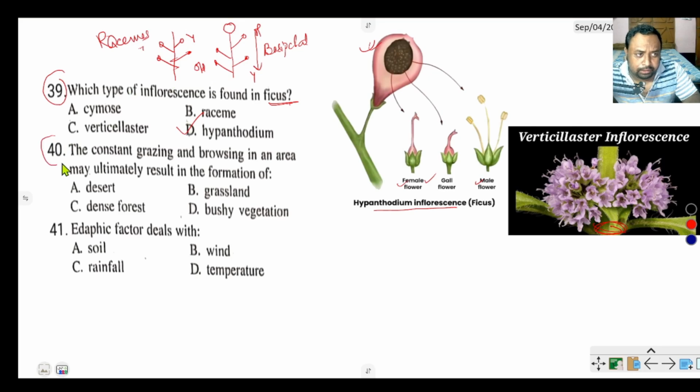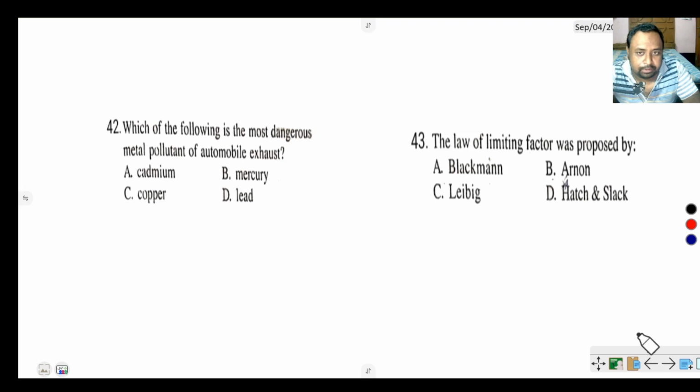Question number 40. The constant grazing and browsing in an area may ultimately result in the formation of desert. Question number 41. Edaphic factor deals with soil. Edaphic factor means soil formation or soil factors, the different factors.